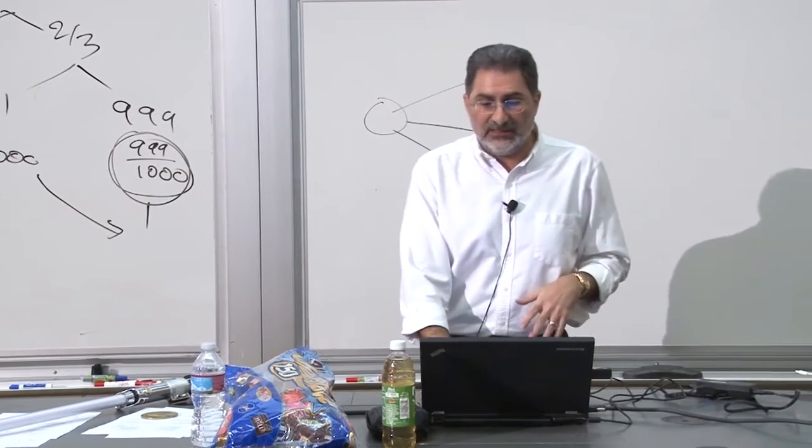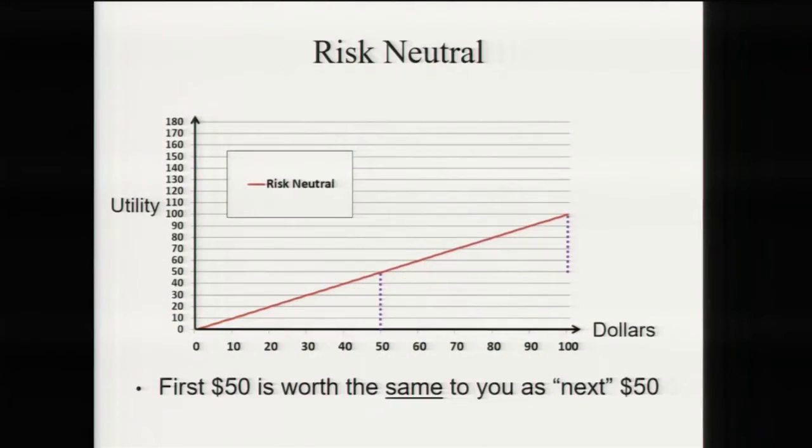There are these things called utility curves and risk profiles. The basic idea is if you're risk neutral, which very few people actually are, and I think of this graph as being utility versus dollars, the value of the first $50, the size of that bar, is the same as the next $50.